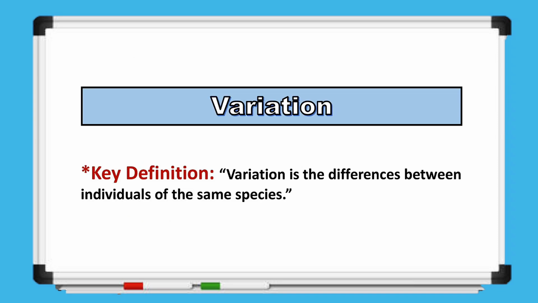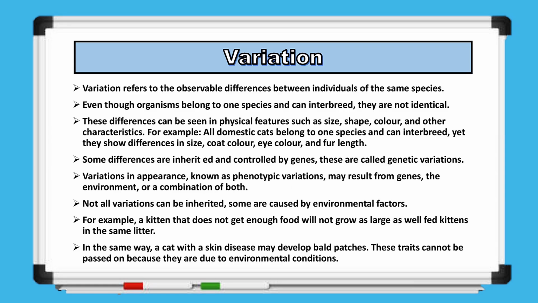So to define it clearly, variation can be understood through this key definition. Variation is the differences between individuals of the same species. So, variation is a concept that helps us understand how individuals of the same species can still be different from each other. It refers to the observable differences that we can see among individuals, even though they all belong to one species. Even though organisms of the same species can interbreed, they are not exactly identical. There are always differences between them.